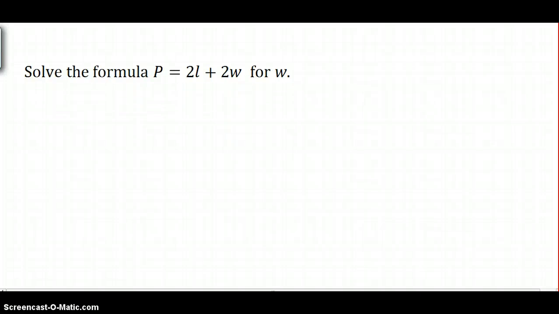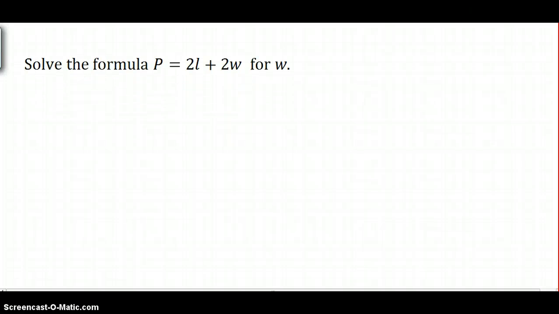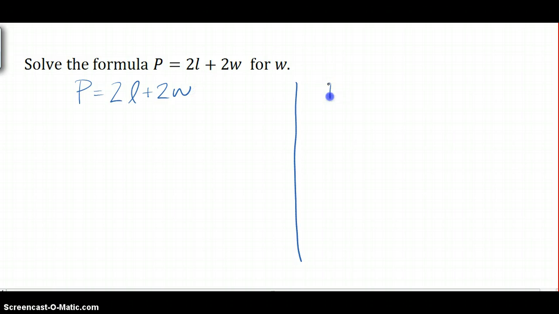The last problem I want to do in your notes is this formula. Solve for W in P equals 2L plus 2W. There's 2 ways you can do this, and I'll show you both ways to show you that it doesn't matter which way you solve, you're going to get the same answer.